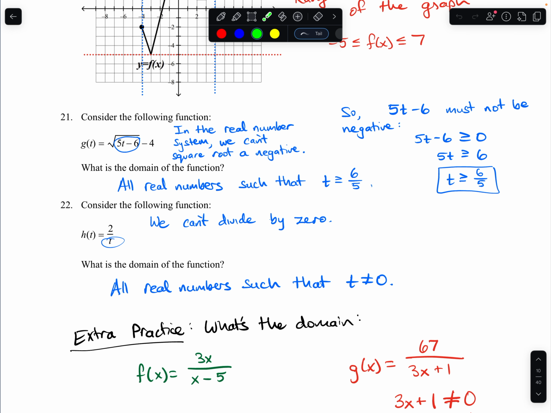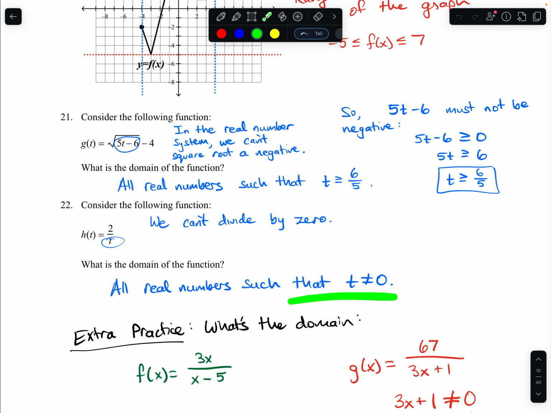Number 22, this is the other domain issue you should be aware of. We cannot divide by 0. I don't care what this numerator is. It could be 2 or 3 or 4. The work would be the same. I cannot divide by 0, so that denominator, I just write an equal sign with a line through it to communicate that t cannot equal 0.